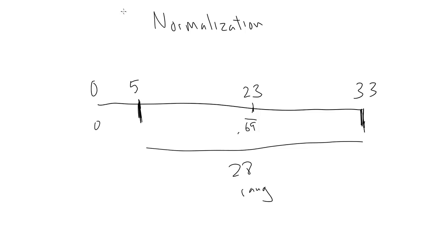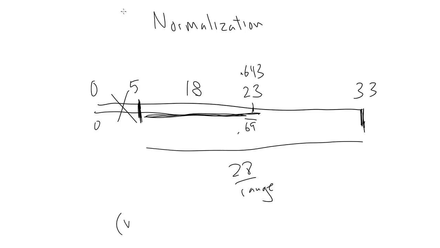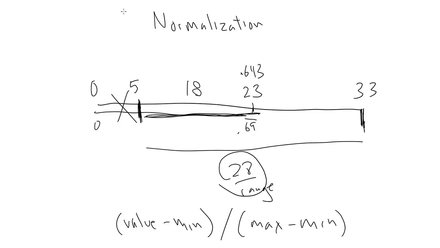But you can't just divide 23 by 28. You want to find out how much of this value falls into this range. So first, you need to chop off this part of it. Now you can divide what's left here, 18, by the range amount, 28, and you get about 0.643. In mathematical terms, that means value minus min divided by max minus min. Max minus min is the range, and value minus min is the amount of the value that lies within that range.